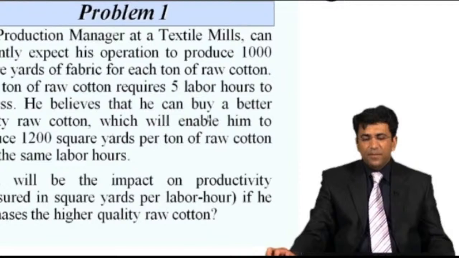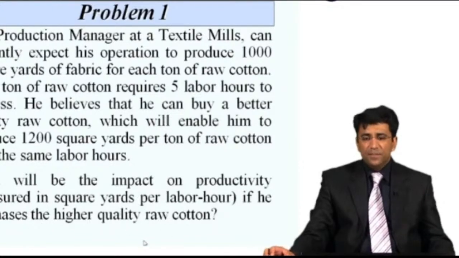He believes that he can buy a better quality raw cotton, which will enable him to produce 1200 square yards per ton of raw cotton with the same labor hours. Now students, if he uses some new quality raw cotton, he will be able to increase his output to 1200 square yards. So this is the new output with the use of new better quality raw cotton. What will be the impact on productivity if he purchases the higher quality raw cotton?